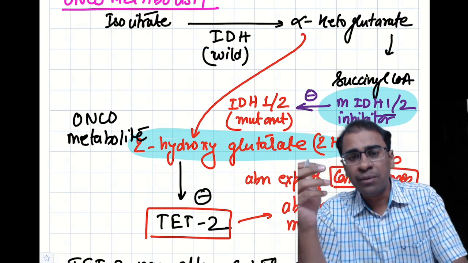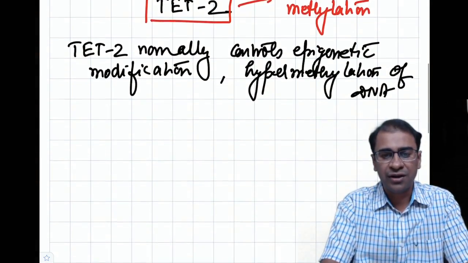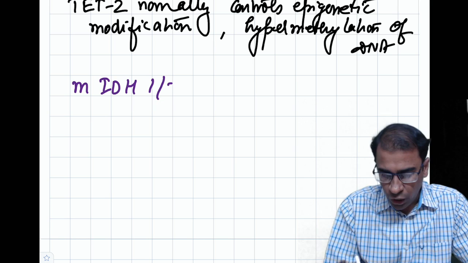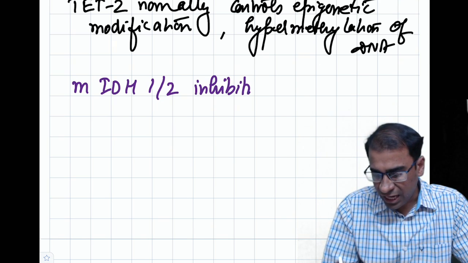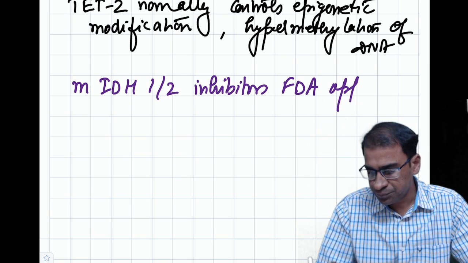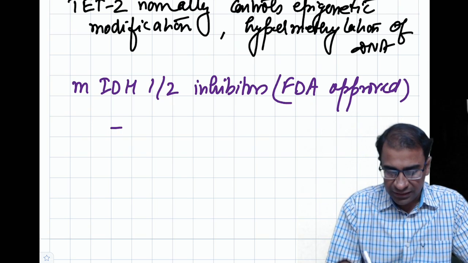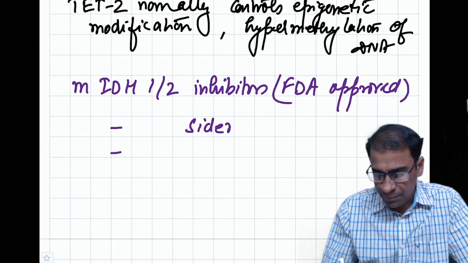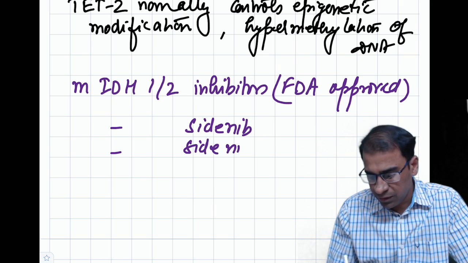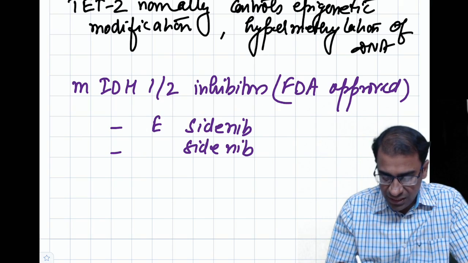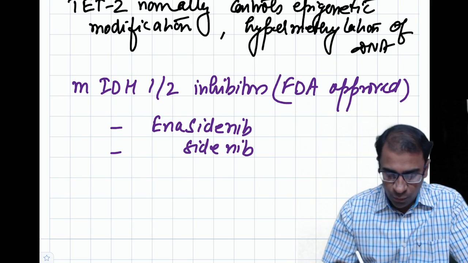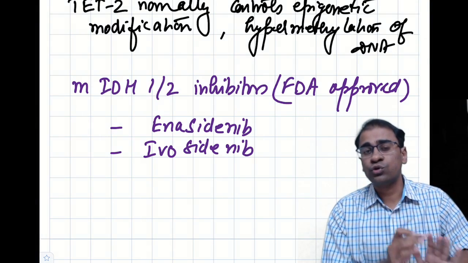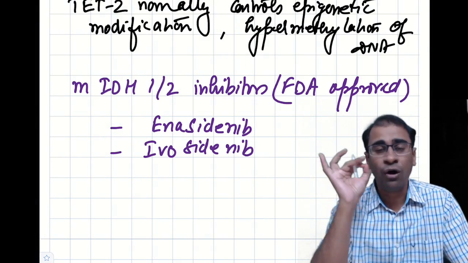What are those drugs? Remember, recently approved drugs which come in this category, mutant IDH1 or IDH2 inhibitors, are FDA approved. These are called the -sidinibs. Now there are two types of -sidinib which have been discovered. One is Enasidenib, and one is Evosidenib. Now these two are being used to treat those cancers which have this typical mutation of IDH.